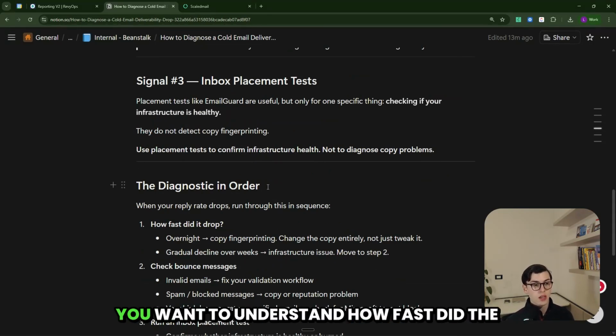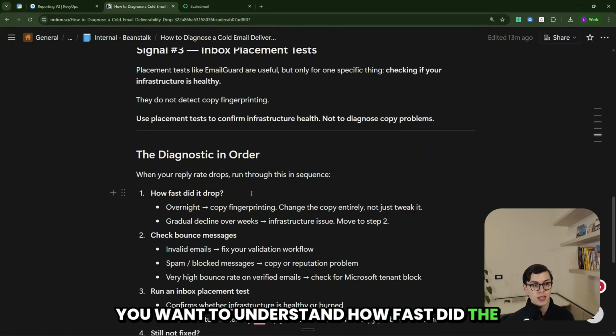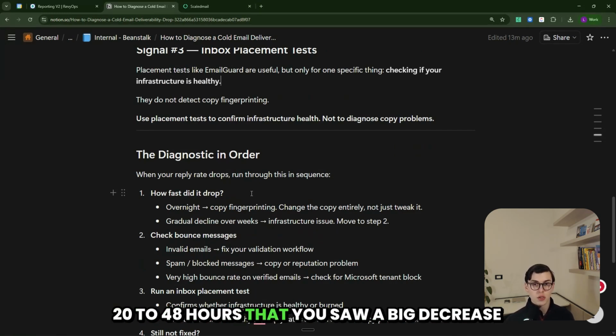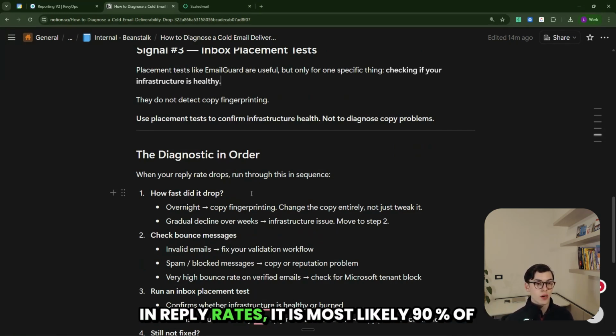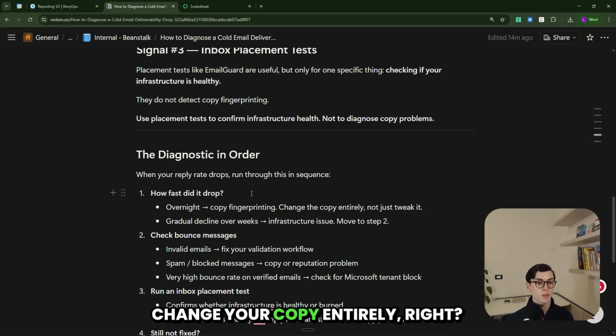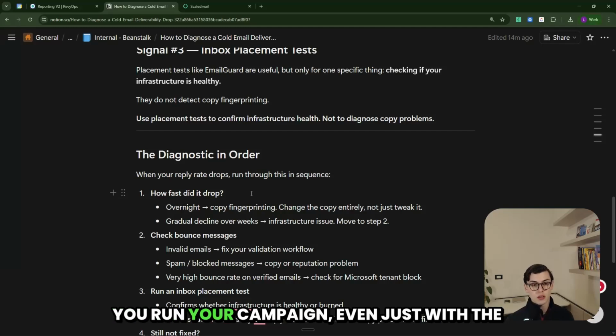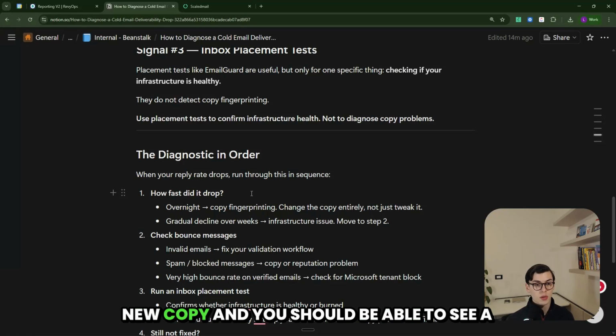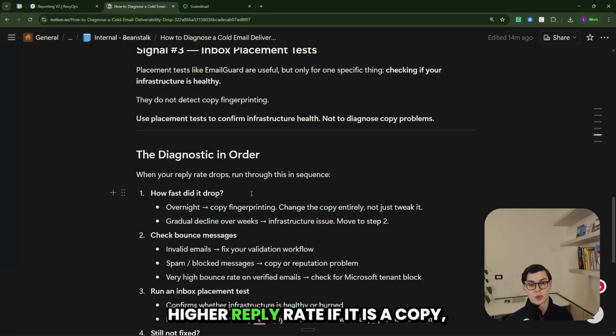Now, in order, if you suspect you're getting deliverability issues, you want to do the following. You want to understand how fast the reply rates dropped, right? If it's overnight, in a matter of 24 to 48 hours that you saw a big decrease in reply rates, it is most likely, 90% of the time, a copy fingerprinting issue. So this is easy and fast to fix because you can simply change your copy entirely, right? You run your campaign, even with the same leads, with the new copy, and you should be able to see a higher reply rate if it is a copy fingerprinting problem, right?